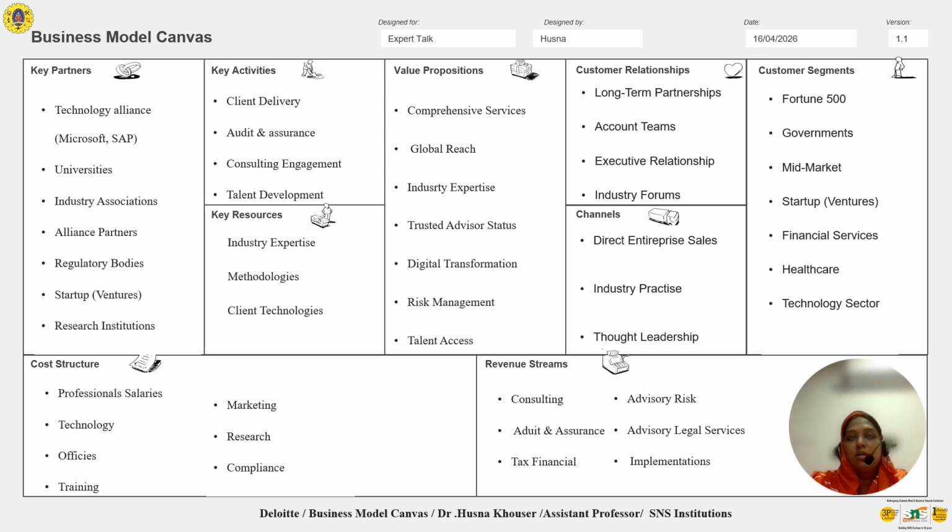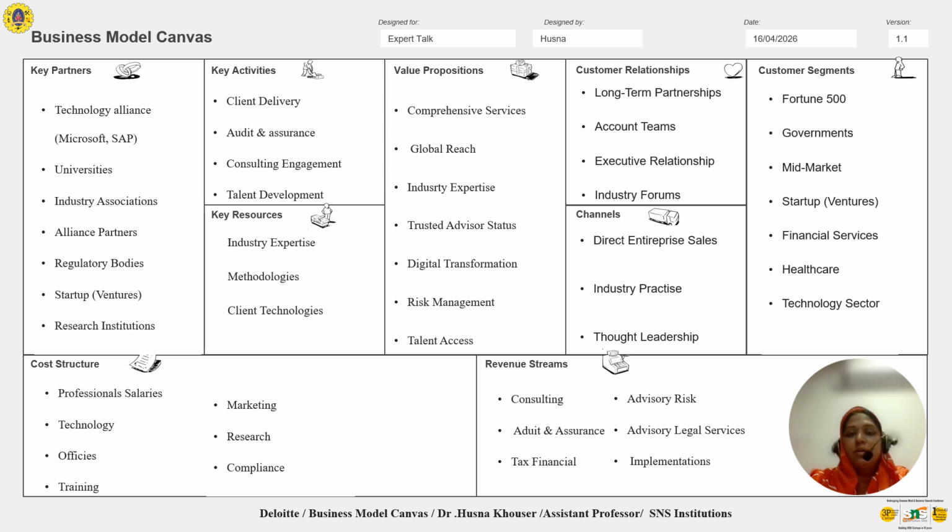Then the revenue stream. Deloitte earns revenue from consulting, auditing services, assurance, tax, and advisory services, implementation. For example, if your IoT product is developed and you are going for device sales, we can give it even in a subscription model, or else you can sell the product entirely, or else it can come from service charges. So revenue defines how your idea becomes sustainable.